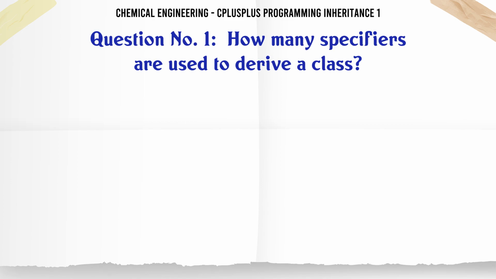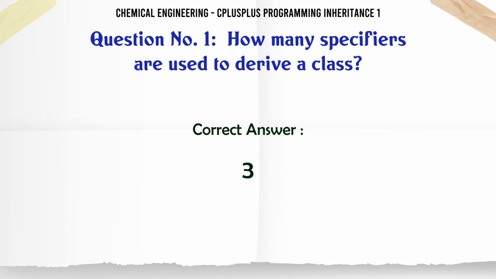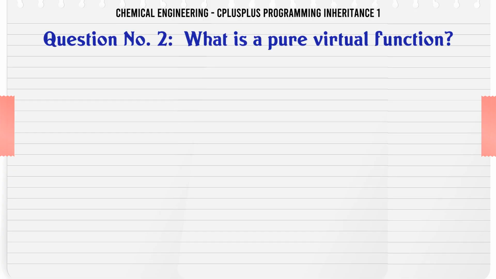How many specifiers are used to derive a class? A. 1, B. 2, C. 3, D. 4. The correct answer is 3. What is a pure virtual function?